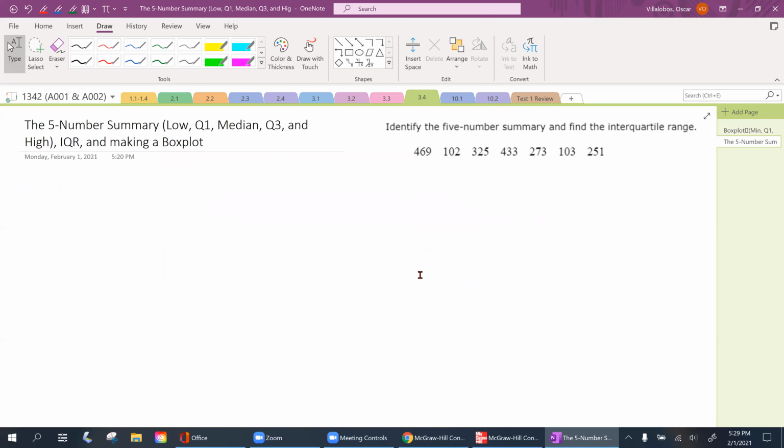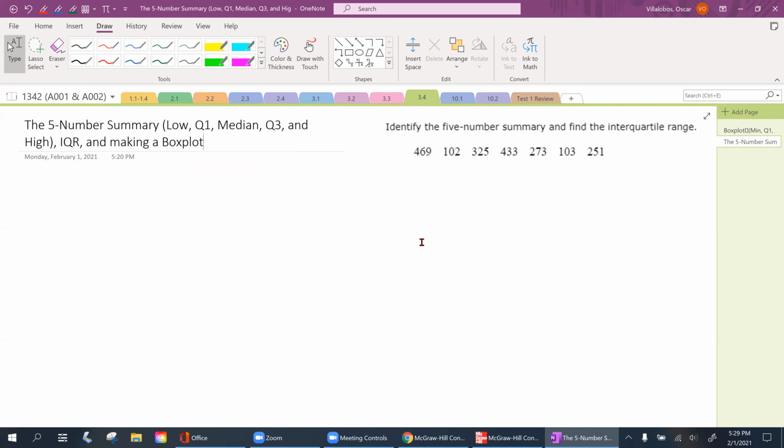Let's go ahead and apply this to a problem where we had to compute things, when we have to find Q1, Q2, Q3 ourselves, and not just from a visual representation from the graph. So, identify the 5-number summary and find the IQR.